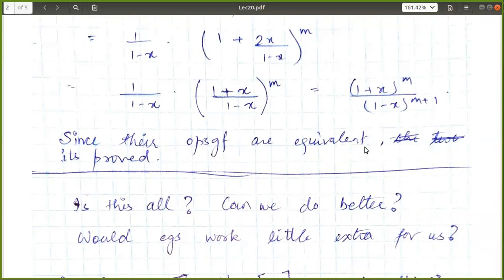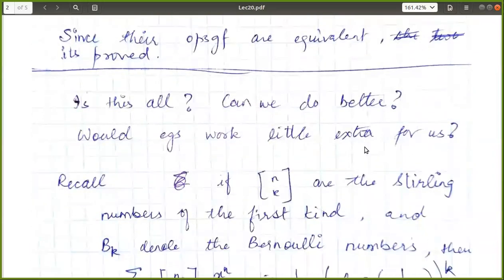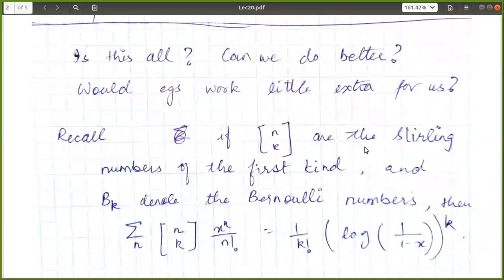We will see that now. Before that, just some notations which we have seen earlier in the course. Remember, we studied the Stirling numbers of both the kinds, first and second kind. So let's say the Stirling numbers of the first kind are denoted by the square bracket n k. Round one is n choose k, square bracket n k are the Stirling numbers, and B_k are the Bernoulli numbers. We have seen these also.